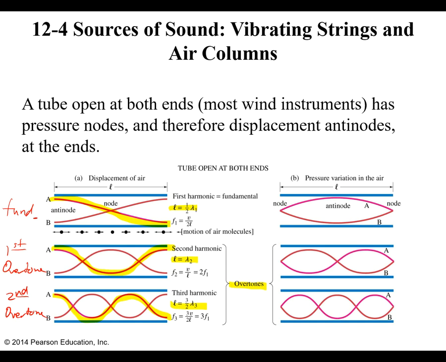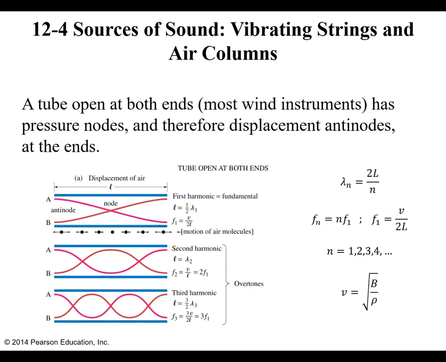Hopefully you've started to see the pattern already, but what it turns out to be is that the wavelength of the nth harmonic would be 2L over n. The frequency of the nth harmonic would be n times the fundamental frequency, and n equals 1, 2, 3, 4, and so on, any whole number integer. Notice that those are exactly the same equations that we had for the string. So the equations for the string and for the open tube are exactly the same.